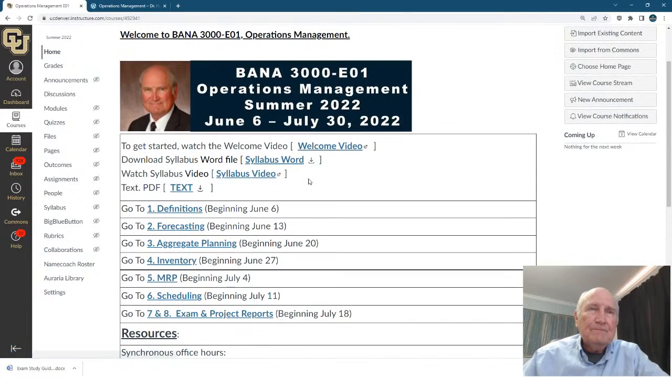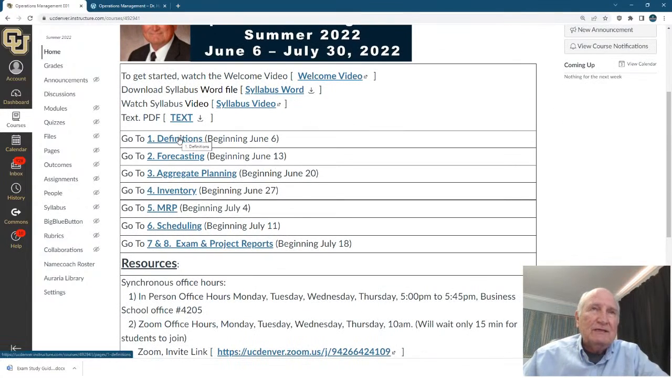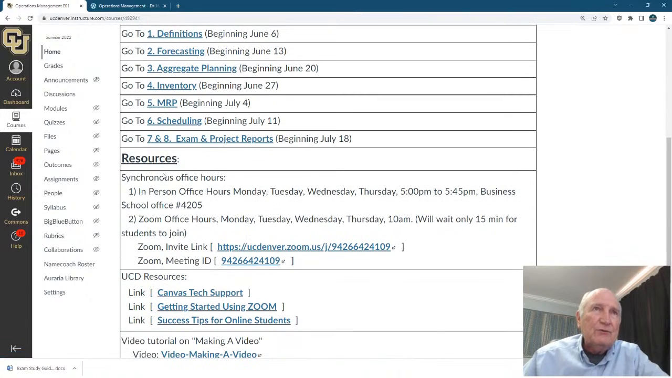Okay. Now here are the modules: a definition, forecast, aggregate planning, inventory, and then 7 and 8 together examine the project reports. Now here are the resources: the synchronous office hours. In-person office hours are Monday, Tuesday, Wednesday, Thursday, 5 to 5:45, Business School Office 4205. Zoom office hours, synchronous, are Monday, Tuesday, Wednesday, Thursday at 10 a.m. I'll wait only 15 minutes for students to join, and there's the link. This link takes you to Zoom, and I'll be there, and that's the best way to communicate with me at 10 o'clock in the morning.